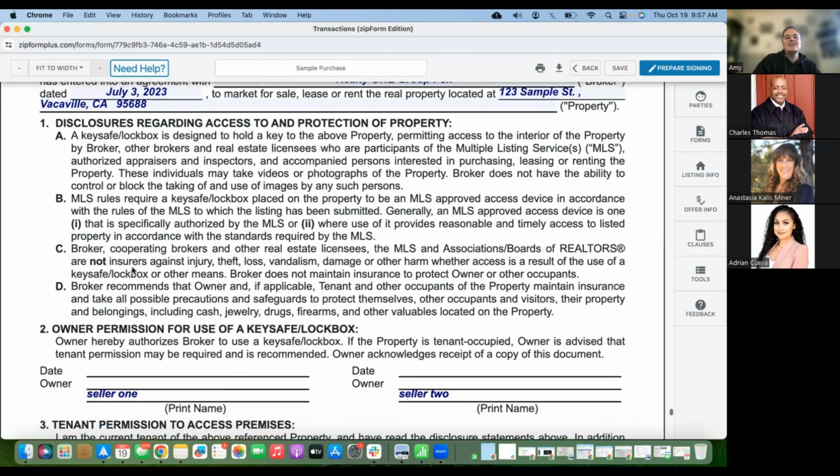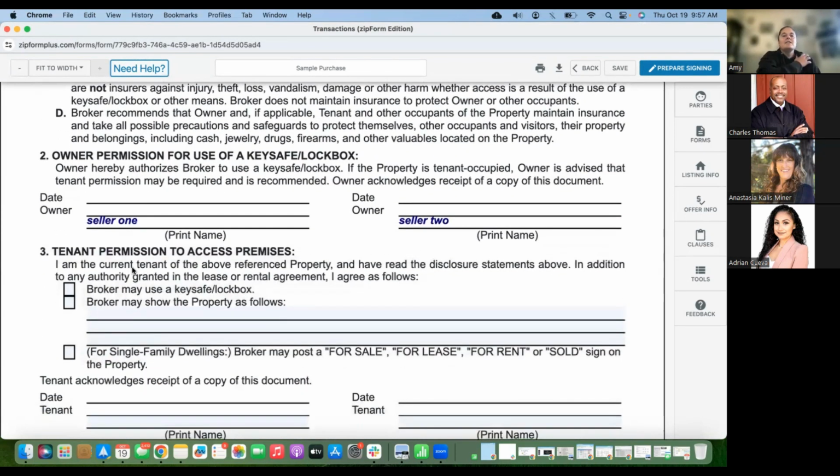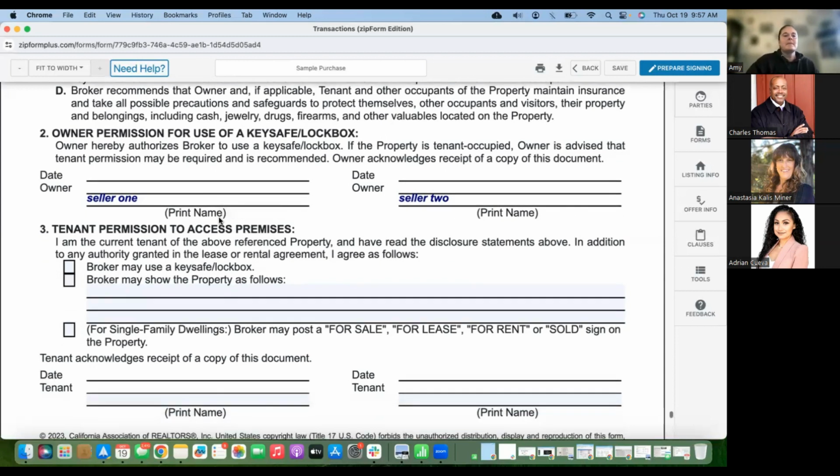All right, section 2 is owner permission for use of a key safe lockbox. Owner hereby authorizes broker to use a key safe lockbox if the property is tenant occupied. Owner is advised that tenant permission may be required and is recommended. Owner acknowledges receipt of a copy of this document, and here's where the sellers are going to sign, right here under section 2 for permission to use a key safe lockbox.